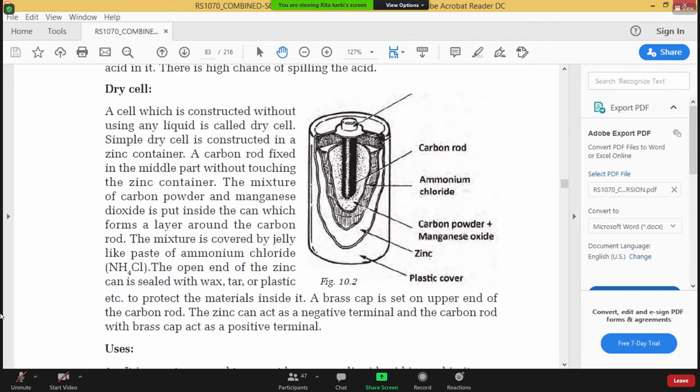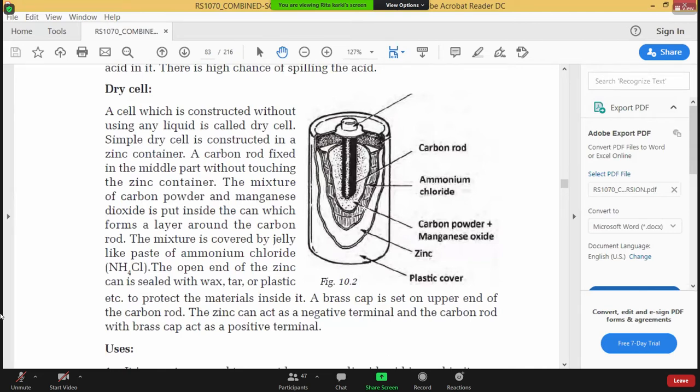One end of the dry cell, the open end of the dry cell, is generally coated or sealed with wax. Generally, we can find it sealed with a plastic material. The plastic-like material is used to seal the open end of the zinc can. Besides this, a brass cap is also given at the upper end of the carbon rod so that outside problems do not occur, as well as so that it can be sealed inside properly to protect the materials that are present inside a particular dry cell.